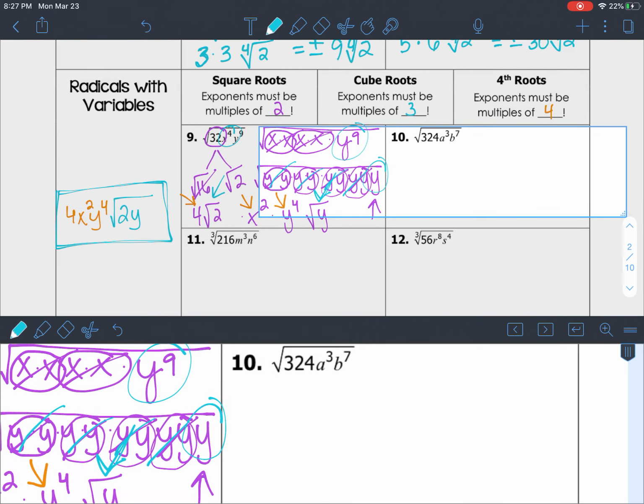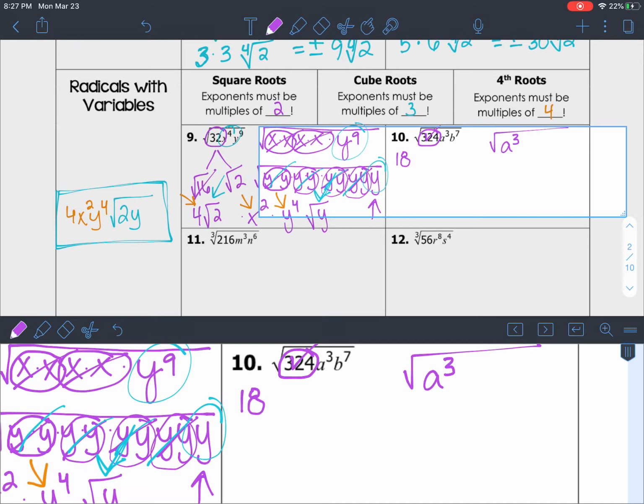Okay. So far, so good. These will get a little bit easier the more that you do them. So again, we're going to start with the number. So 324, that's actually a perfect square, and it's 18. So I have 18 on the outside. Okay, check off that part.